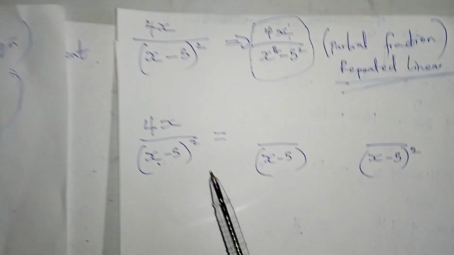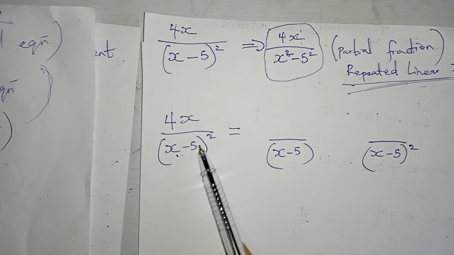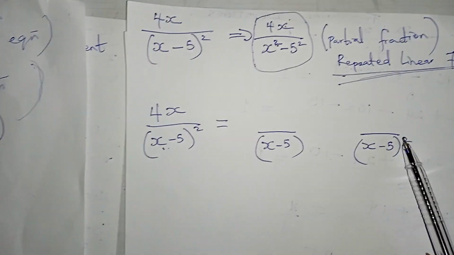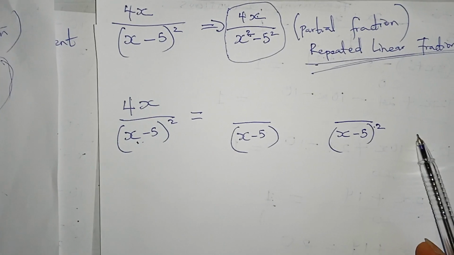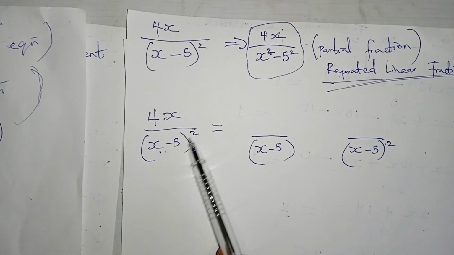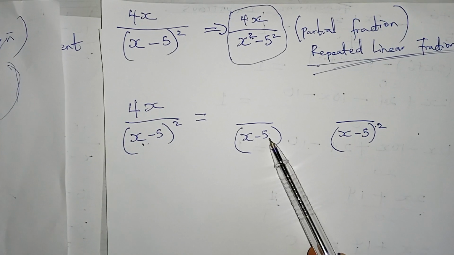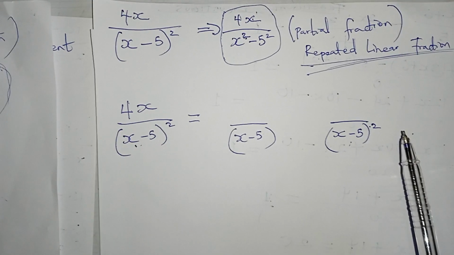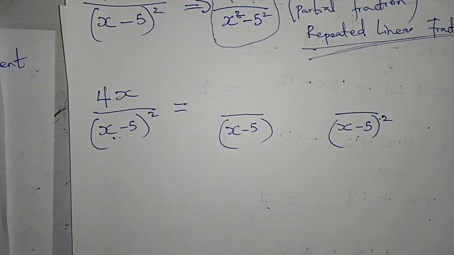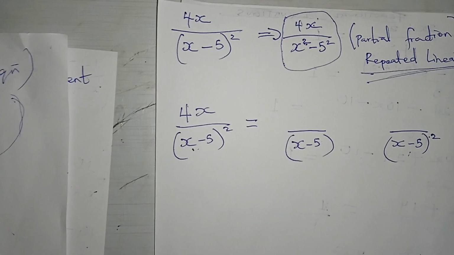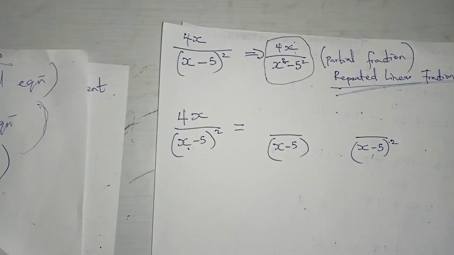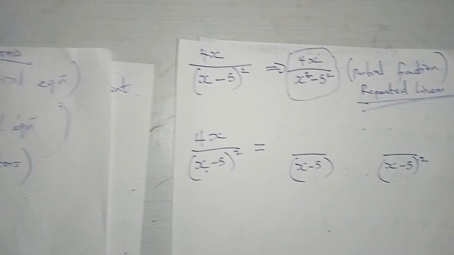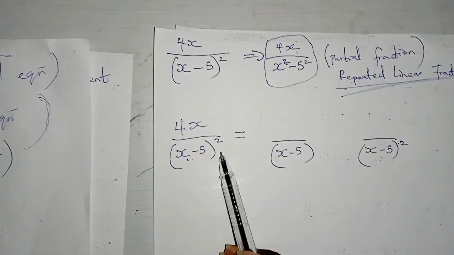If you have this and you get it to be x minus 5 raised to power 3, it will be x minus 5 square, x minus 5 cube. If it's x minus 5 raised to power 4, it will be x minus 5 square, x minus 5 cube, x minus 5 raised to power 4. Very important to note. So assuming I have this raised to power anything, it will be continuous till it gets to the last one.